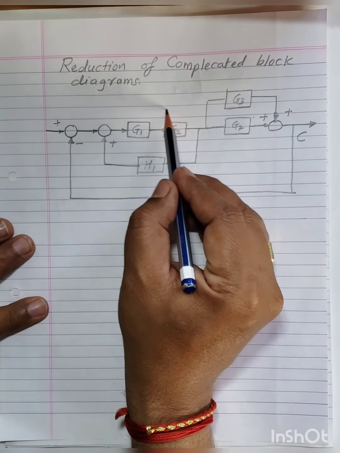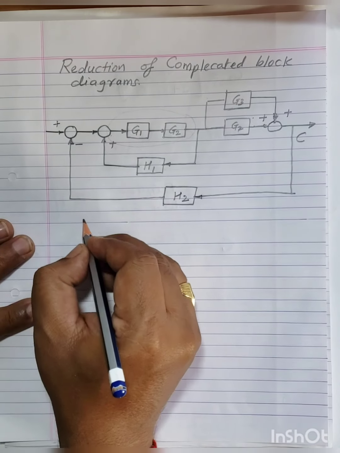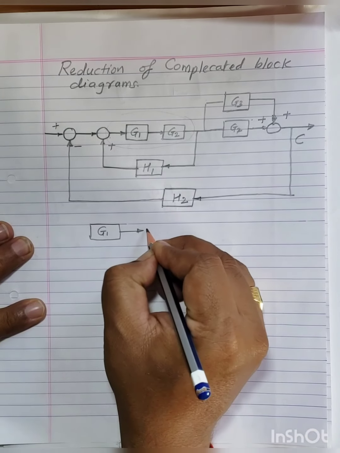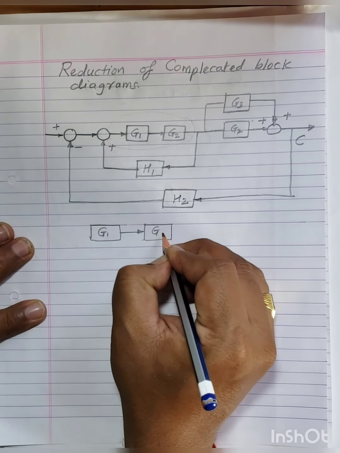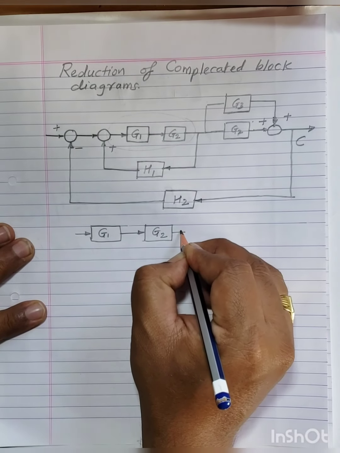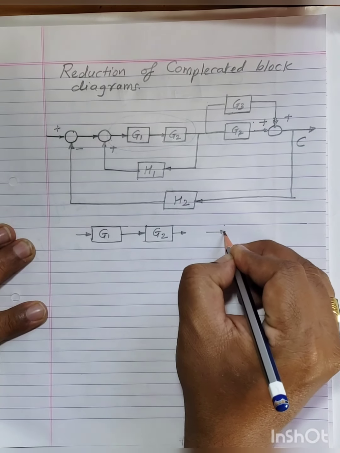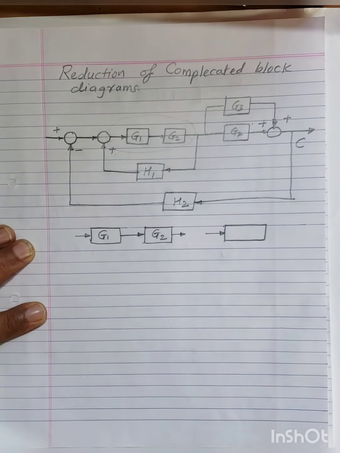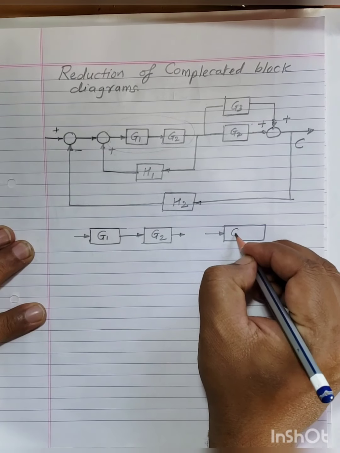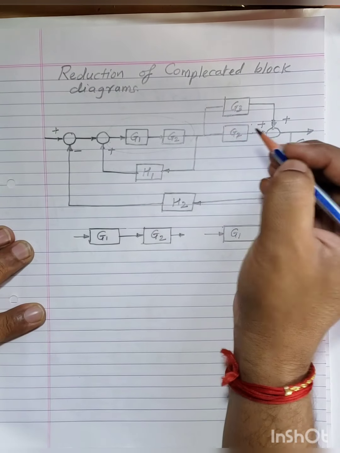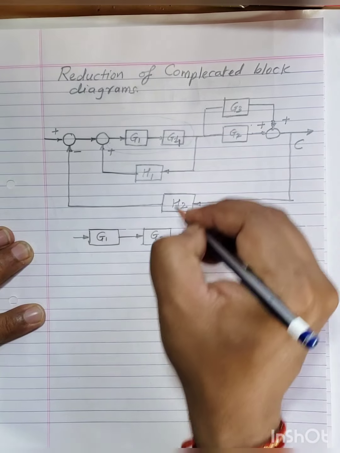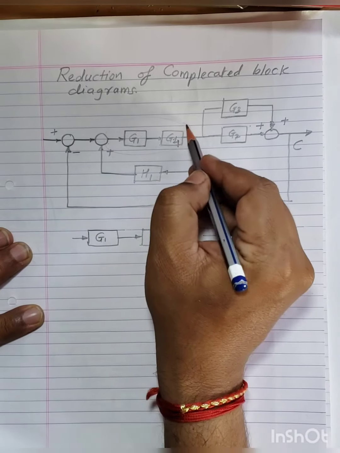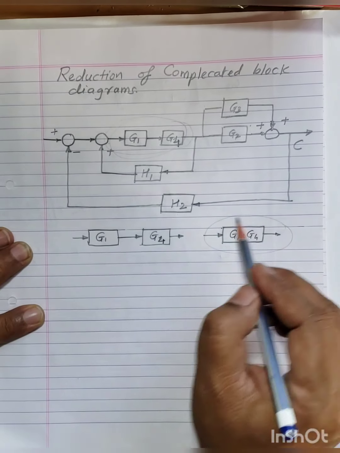First we will concentrate on this part. So you know that if two blocks are in series, the equivalent block for this will be multiplication, that is G1, this is actually G4, G1 G4. This is an equivalent block diagram. I can replace this with the help of this block diagram.